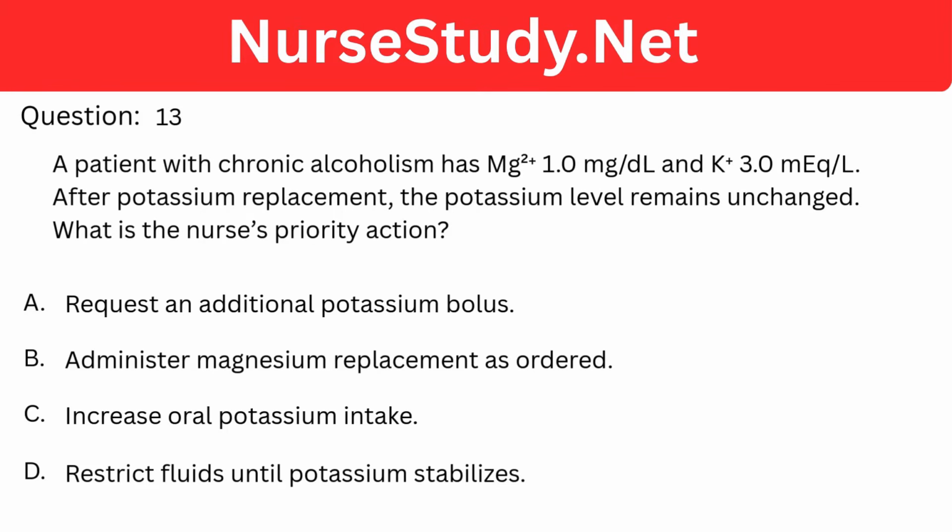Question 13. A patient with chronic alcoholism has magnesium 1.0 milligrams per deciliter and potassium 3.0 milliequivalents per liter. After potassium replacement, the potassium level remains unchanged. What is the nurse's priority action? A. Request an additional potassium bolus. B. Administer magnesium replacement as ordered. C. Increase oral potassium intake. D. Restrict fluids until potassium stabilizes.